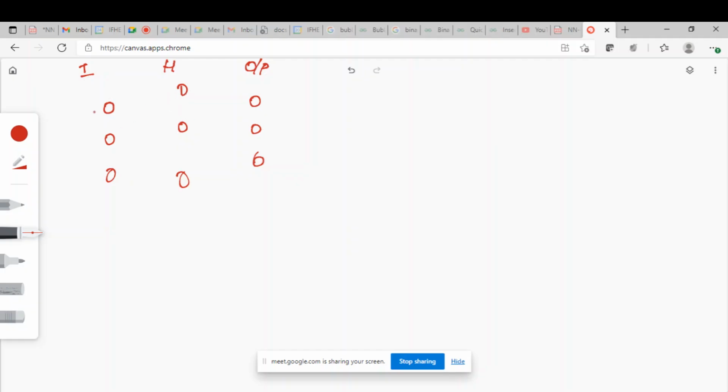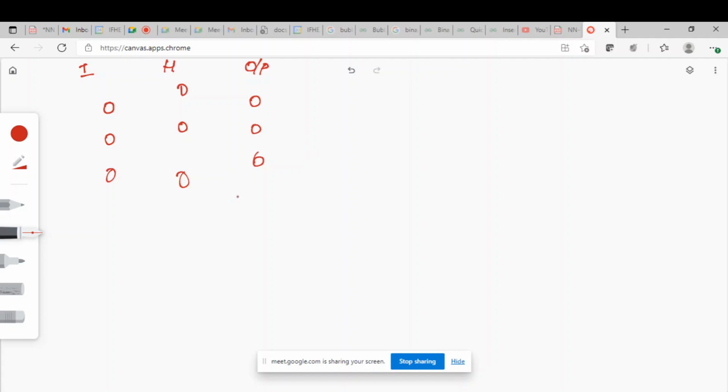And apart from that, every neuron will have some activation function. Okay. As per our last discussion, the input layer uses a linear activation function, all the neurons in the hidden layer use the log sigmoid activation function, and all the neurons in the output layer use the tan sigmoid activation function.